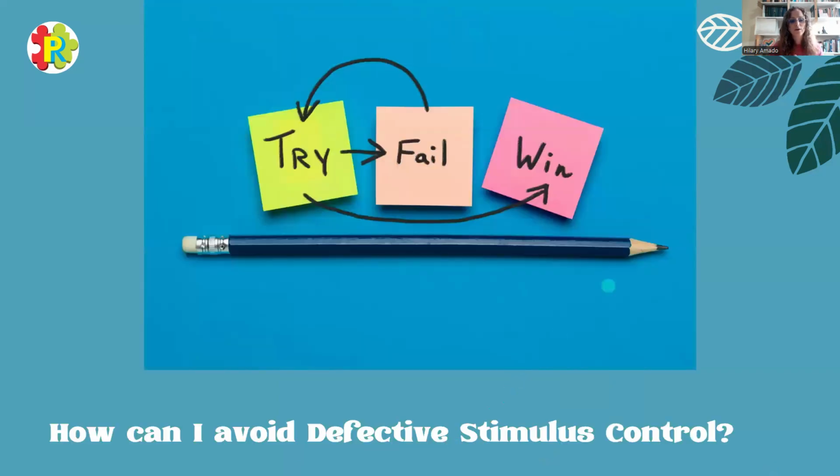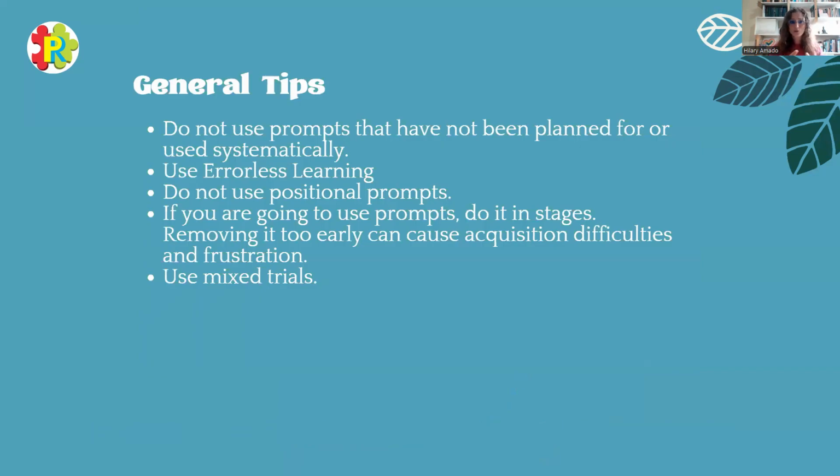So how can we avoid this defective stimulus control? Here are some general tips. Don't use prompts that have not been planned for or used systematically. One great tip would be to use errorless learning. We never want to use a positional prompt. A positional prompt would be where you put the correct card a little bit closer to the learner than the other cards. When you do this, they learn that they just need to point to the closer card and they don't need to attend to the images on any of the cards.